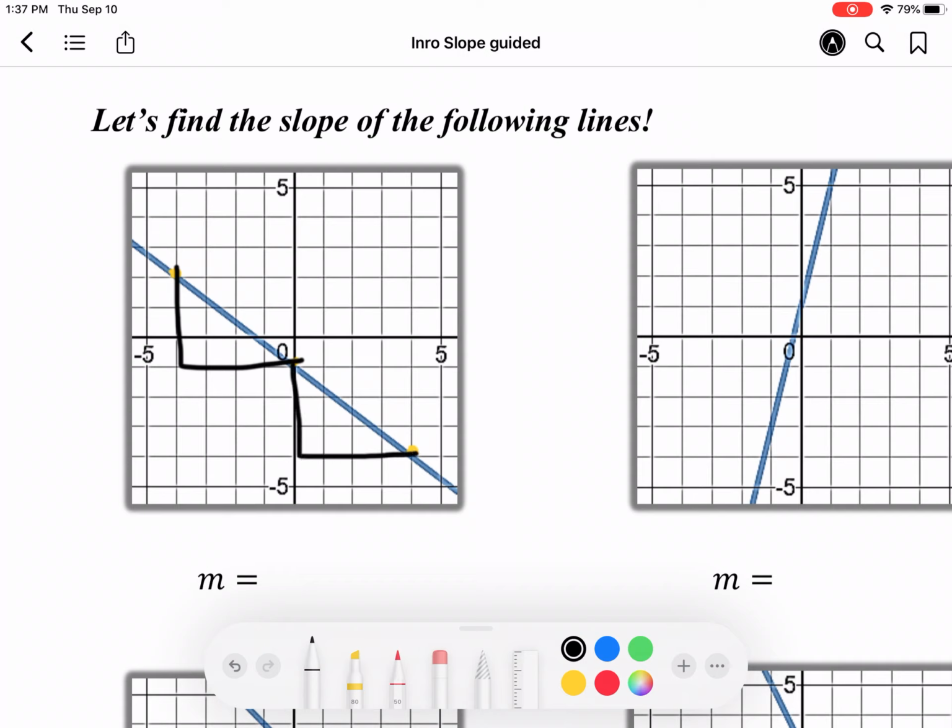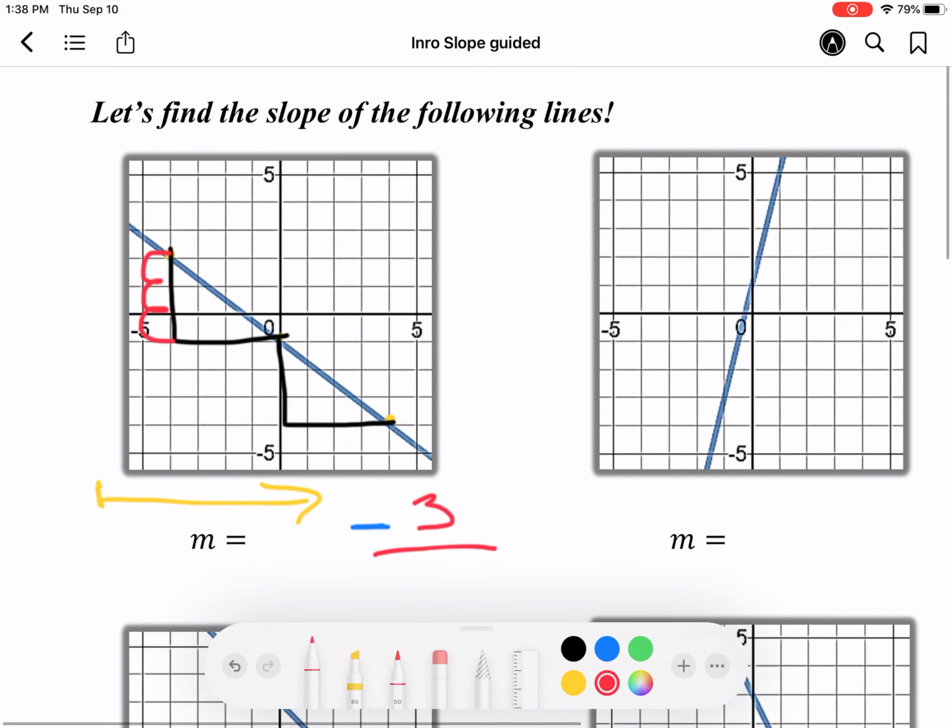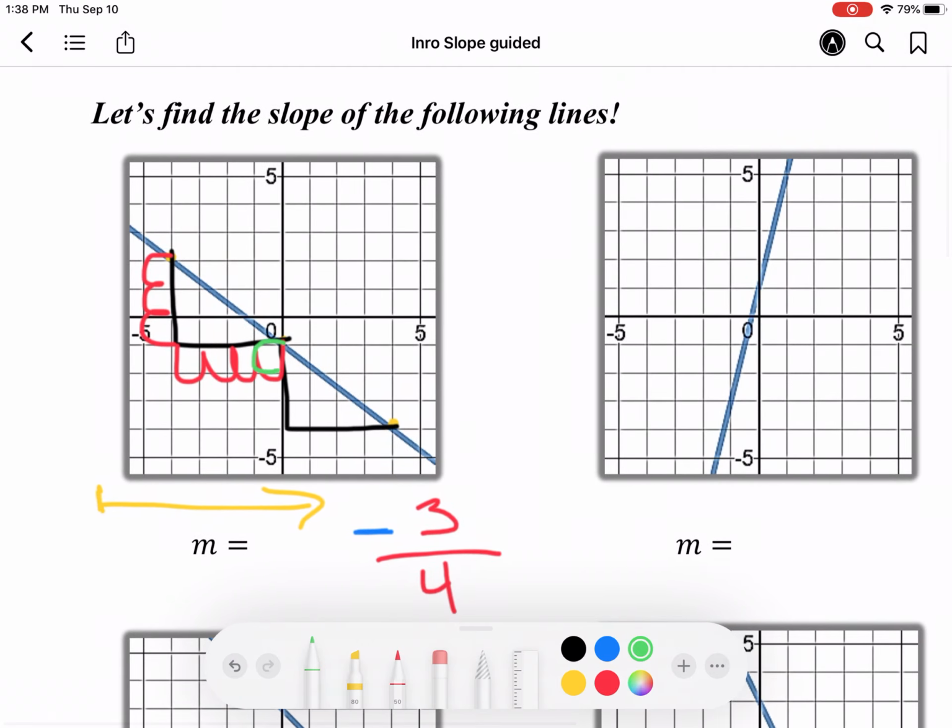Okay? Again, now I need to look at my graph from left to right. Am I going up or down? Obviously, I'm going down. So now you know that your slope will be negative. And now we just count. 1, 2, 3. 1, 2, 3, 4. Okay? You want to check your work, you can try it again. 1, 2, 3. 1, 2, 3, 4. So the slope of this line is negative 3/4.